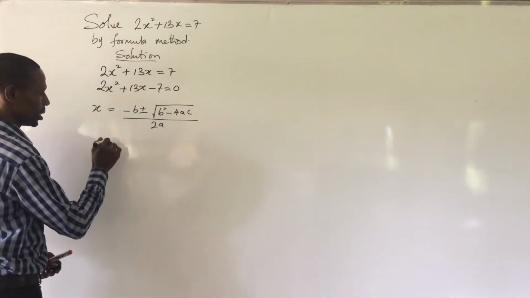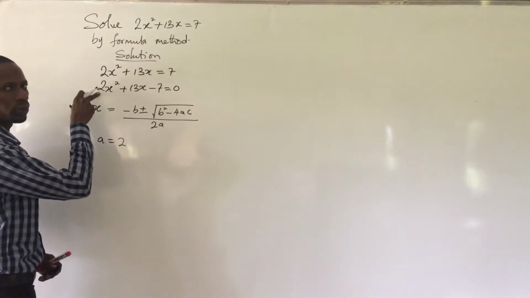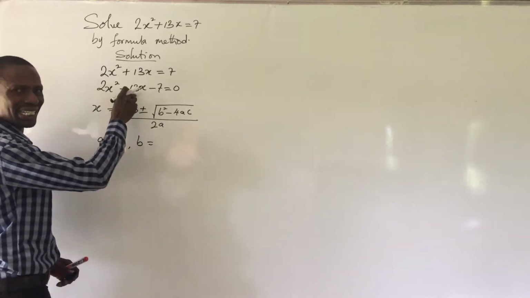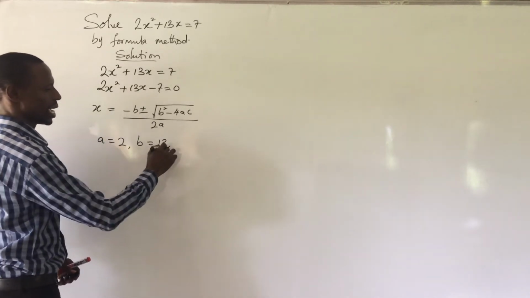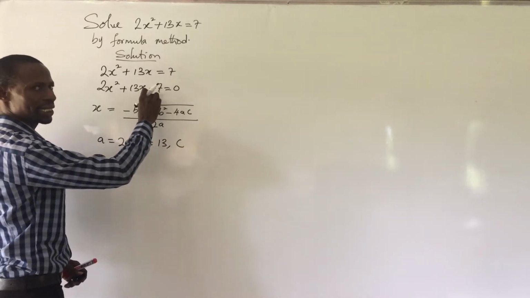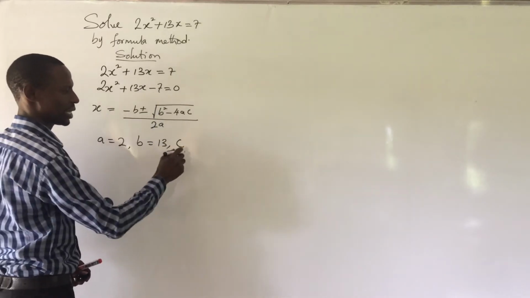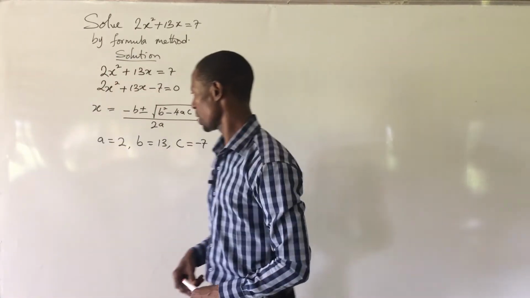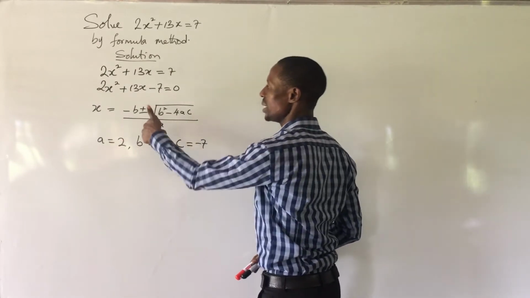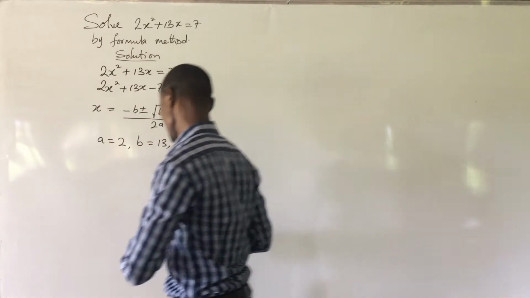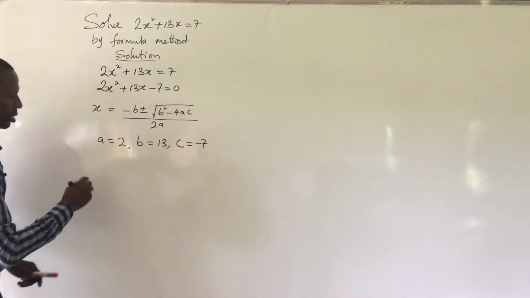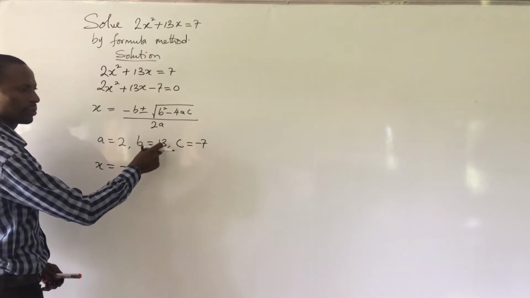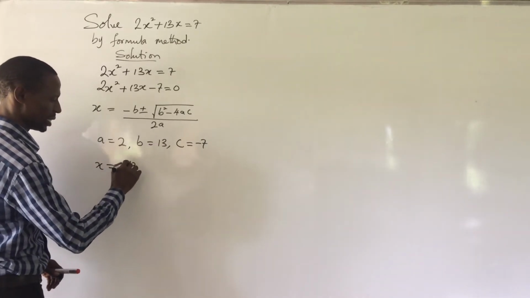Thus, a is equal to 2, which is the coefficient of x squared. Then b is equal to 13, the coefficient of x, and c is the constant term. And here we have a minus sign to the 7. So we have minus 7. So all we need to do here is to input these values into this formula. So putting this into the formula will give us x equal to minus b, b is 13. So we put down 13 in here.